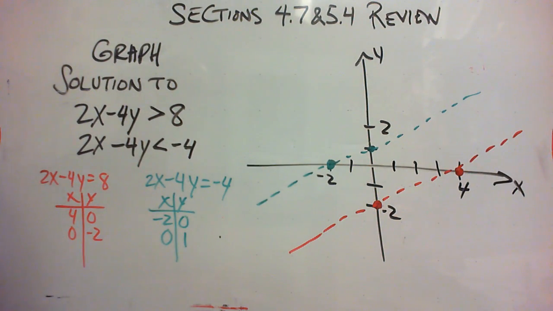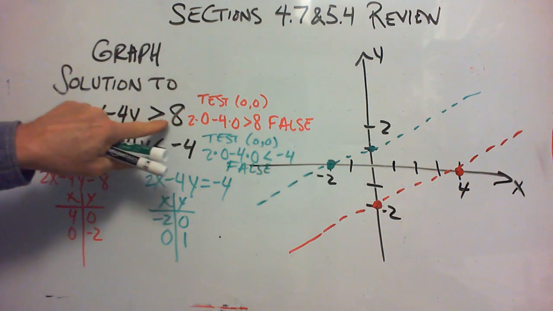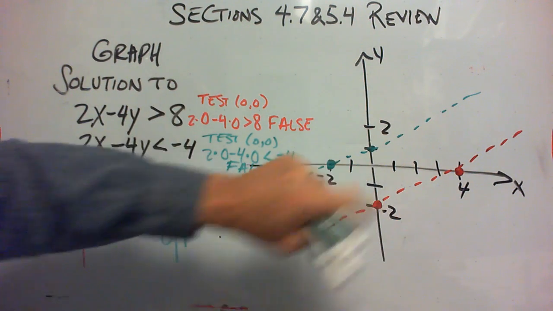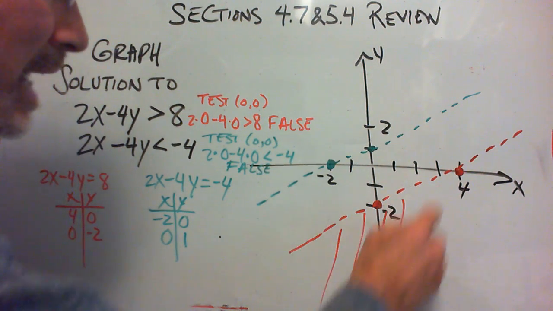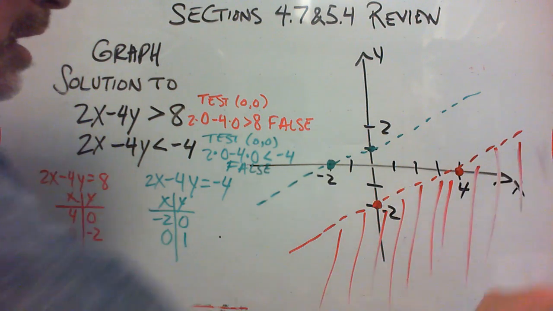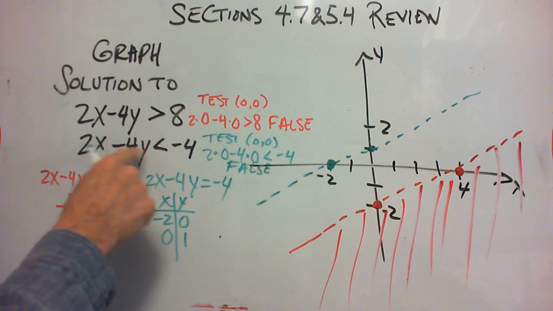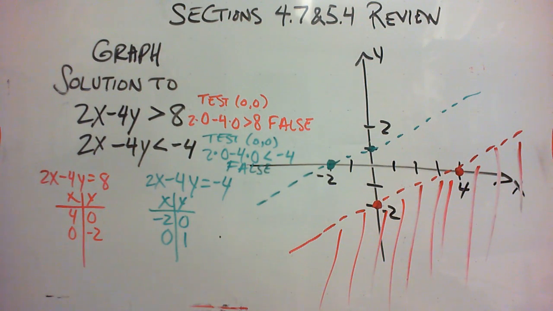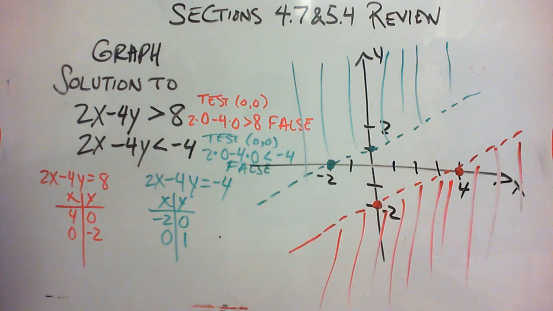Then we have to figure out which side to shade. So now our top inequality, if we plug in that 0, 0, because it doesn't lie on the boundary line, we can use that. We get 0 greater than 8. That's false. So we shade the side that does not contain 0, 0, which would be the bottom. For our second inequality, plugging in 0, 0, we get 0 less than negative 4. That's false also. So we shade the top part of that, the side that does not contain 0, 0.